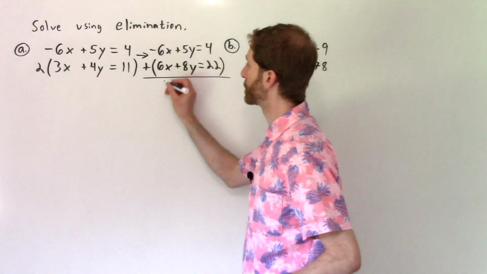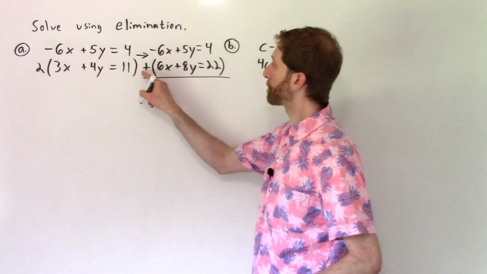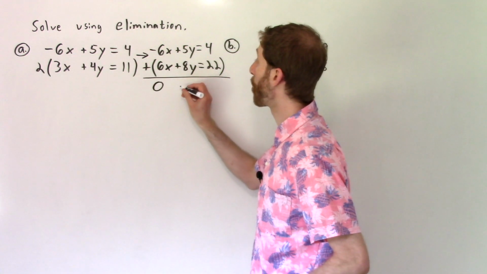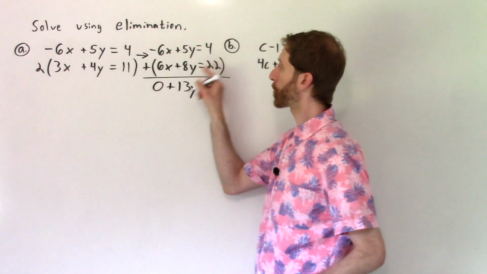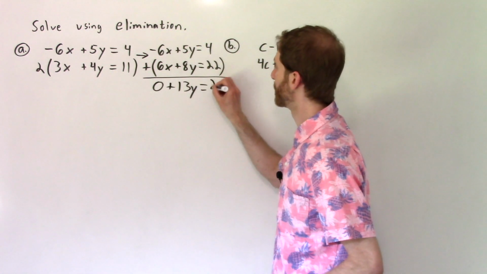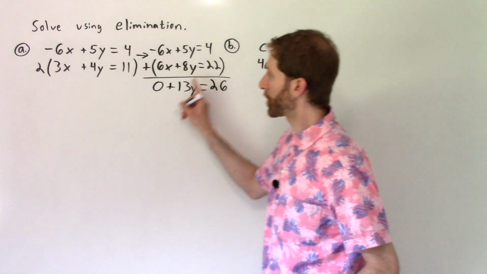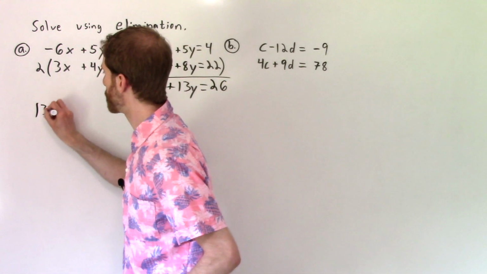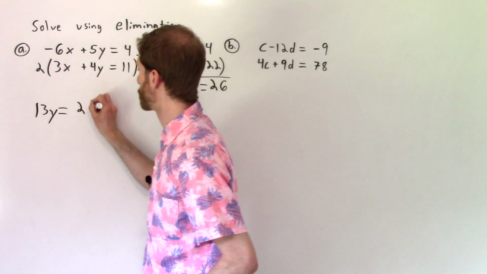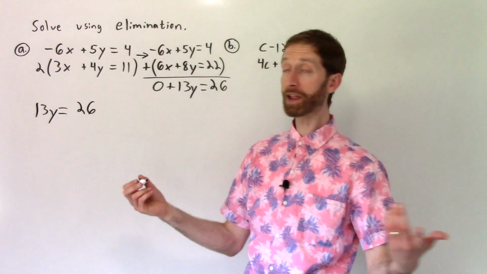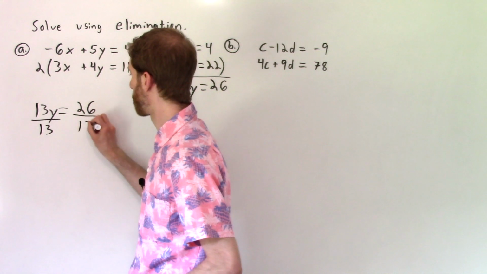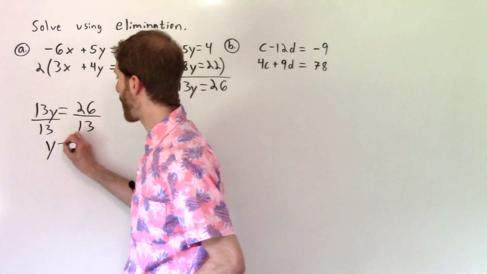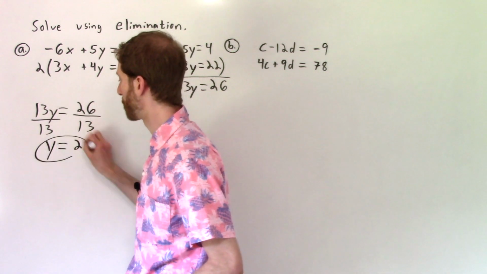-6x plus 6x is 0. 5y plus 8y is 13y. Interesting number. 4 plus 22 is 26. Nice. So we're left with, and I'm going to move everything over here, 13y, just to get some more room, is equal to 26. Solve away like normal. So 13 divided by 13 is 1, and that's going to leave us with y. 26 divided by 13 is 2.